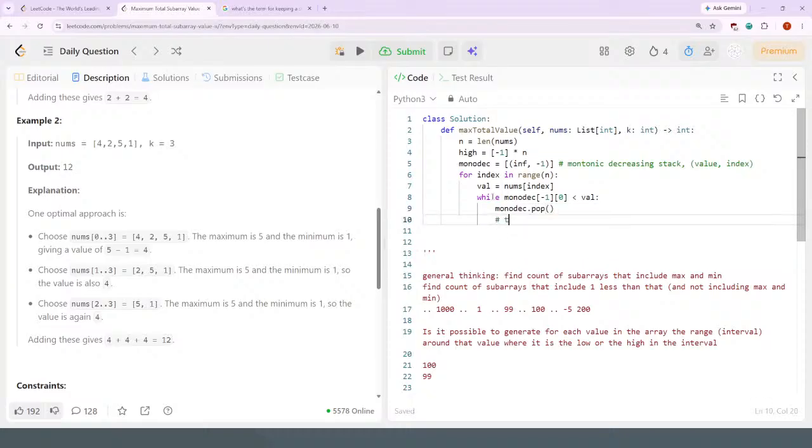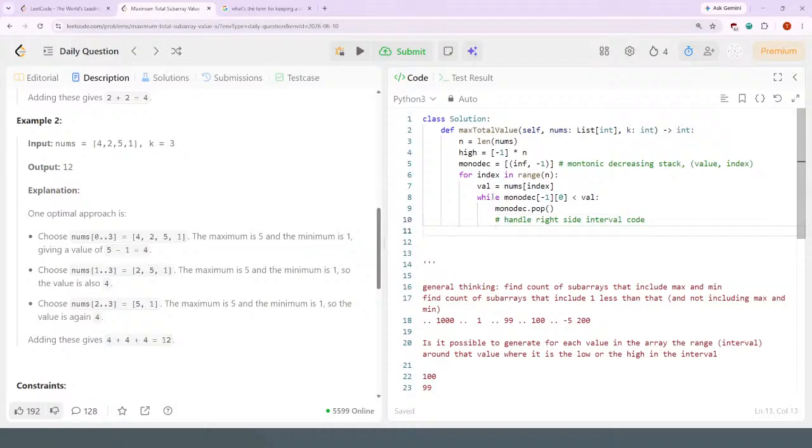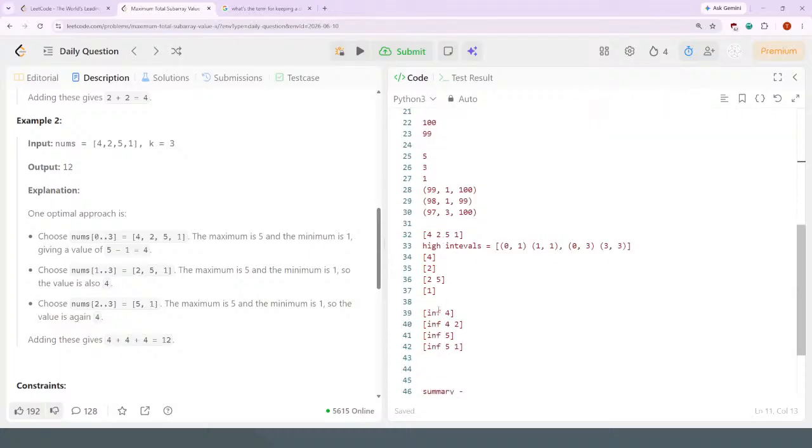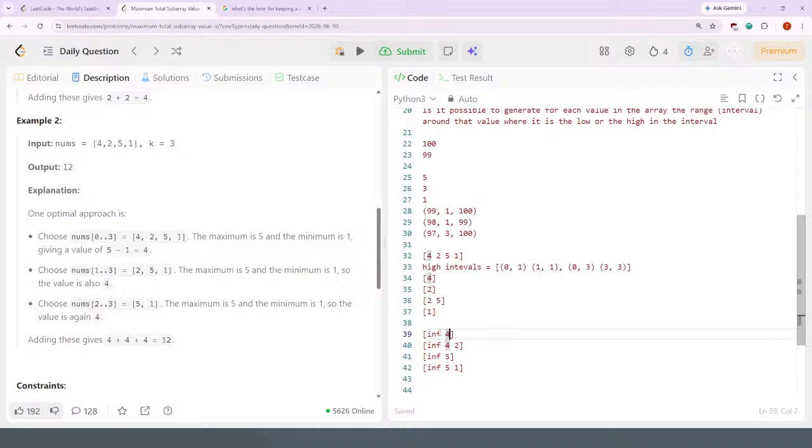And there needs to be some code here. Handle the right side of the interval. Otherwise, skipping that to the more general case. So if there's infinity, then you push the 4. 4 would use whatever is the left side here as its farthest to the left that it can go and be the highest.